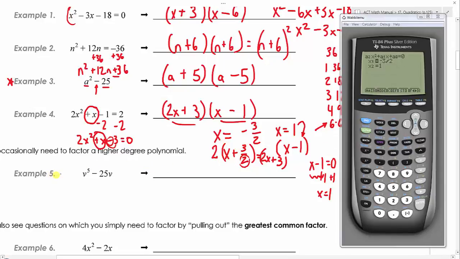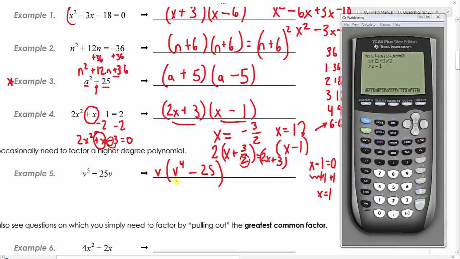Now, a higher degree polynomial, so obviously this is a quintic, I suppose, polynomial. This is not a quadratic. You will have to sometimes factor higher degree polynomials. The first step here would be to pull out the v that is common to both terms. So we are left with v times v to the fourth minus 25.